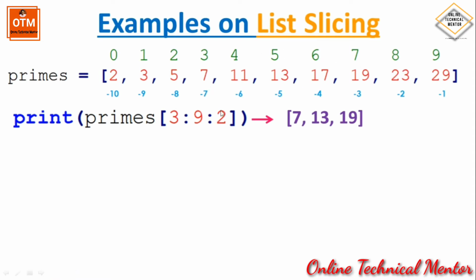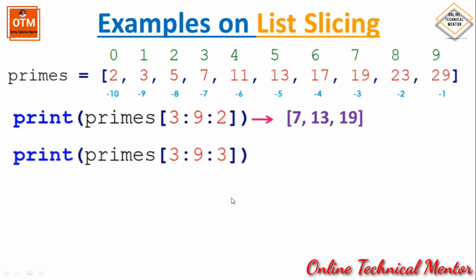Since the step size is specified as 2, there will be an index difference of 2. So this expression will start extracting from the index 3, that is from 7. When you add 2 to 3, it will get index 5. That means it will extract 13. Then again when 2 is added to 5, it will get index 7, and it will print the corresponding value of the 7 index, that is 19. And if you add 2 to 7, it is 9, and it is out of range of the index specified.